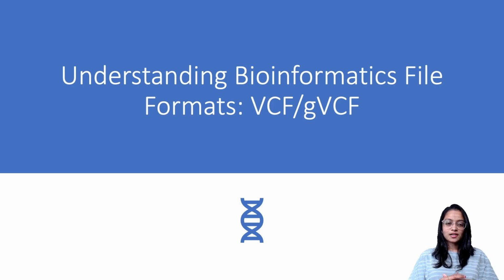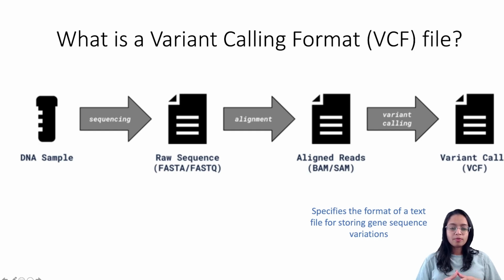So today we are going to discuss a bioinformatics file format that is very commonly used while performing variant calling analysis, and it's called variant calling format, that is VCF. You all might have come across a VCF file at some point, and today I intend to discuss how this file is generated, more importantly, what information is stored in this file and how the information is organized in this file format. A variant call format file, that is a VCF file, is the output of a bioinformatics pipeline. So basically, this is a text file that stores gene sequence variations.